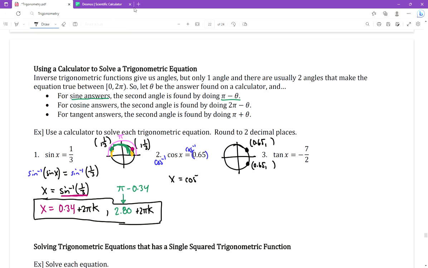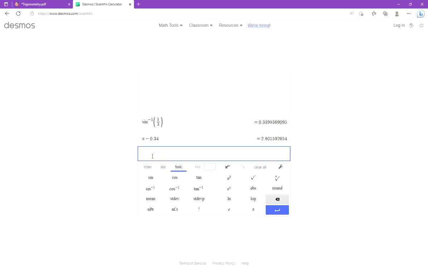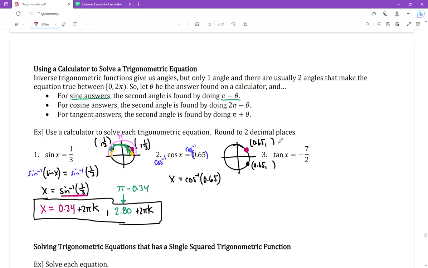So x would be cosine inverse of 0.65. Again, to color code it, let me mark it in the maroon. That would represent the first angle there, based on the way that inverse trig functions work. All right, so we would plug it into our calculator. Cosine inverse of 0.65, and to 2 decimals, we would have 0.86. So we have x is equal to 0.86 radians.